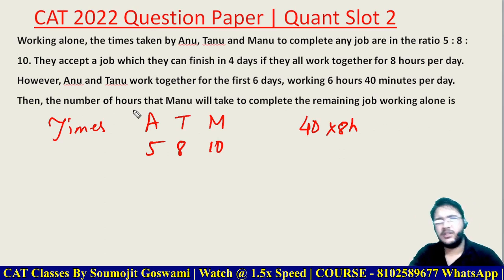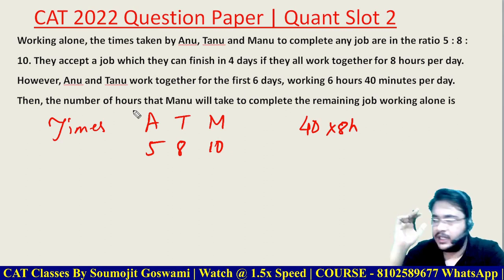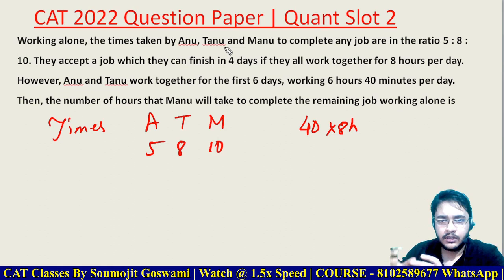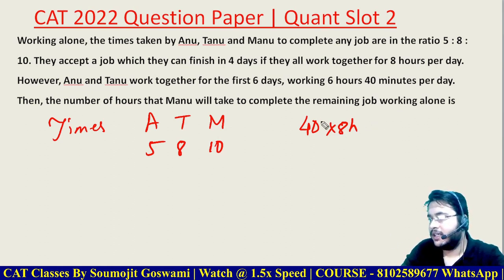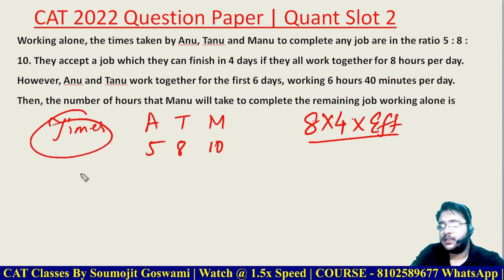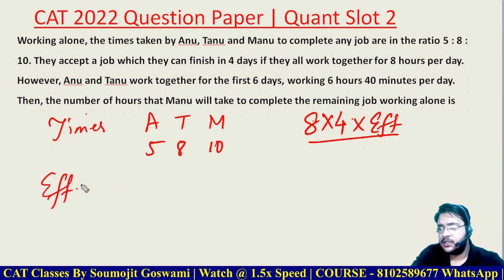Now, a very simple question. This is the level of CAT. Anyways, what is the quantum of work, the total work? The total work is 4 into 8 into whatever the efficiency is. Right now we don't know the efficiency. First of all, the times are given and we need to convert this to efficiency. The conversion is very simple. Just take the inverse of these things.